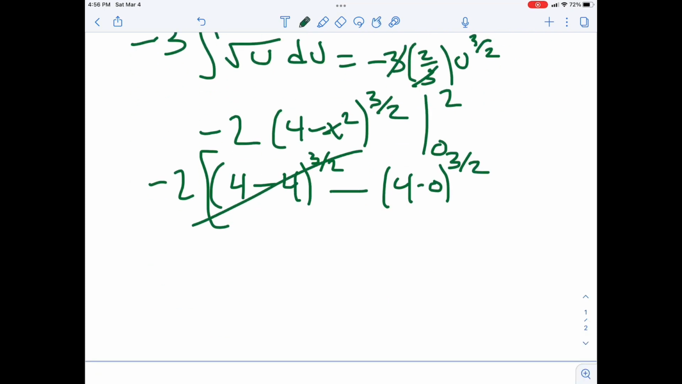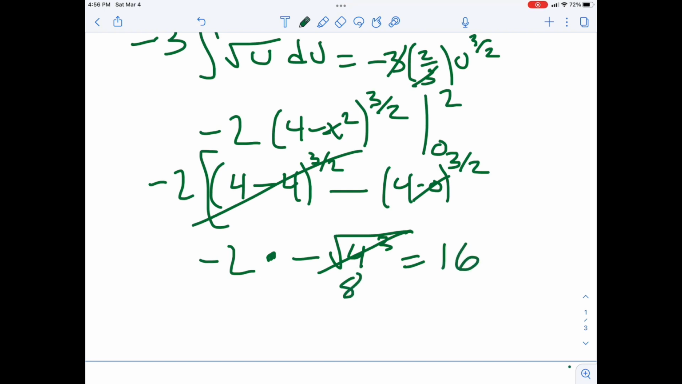So I'll cross out my zeros, so I'm just left with negative 2 times negative square root of 4 cubed, so this is just 8. So negative 2 times negative 8 equals 16. And that is the answer to part A. Or I guess they told us it was in inches, so we can say inches squared because it's area.